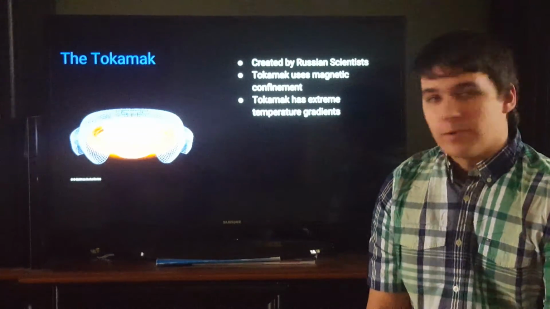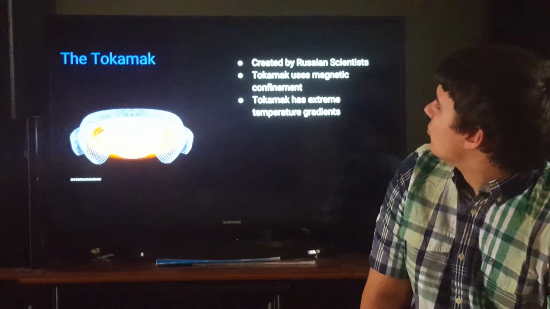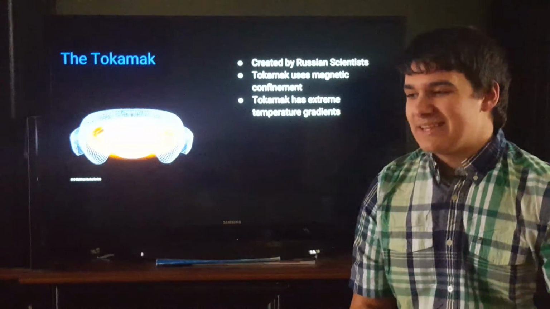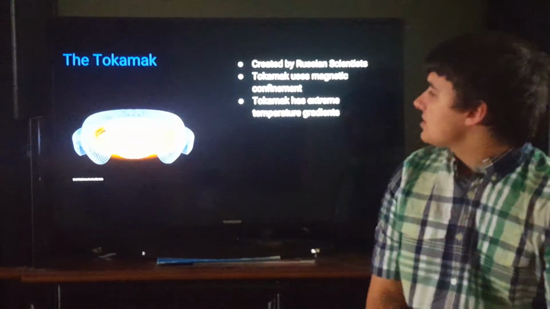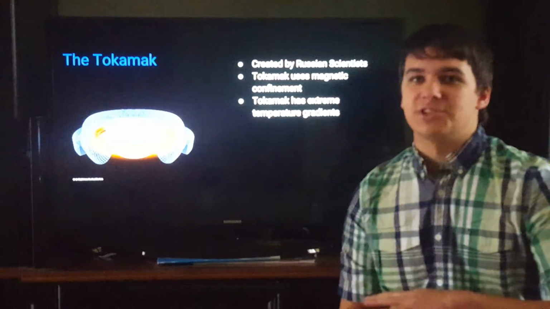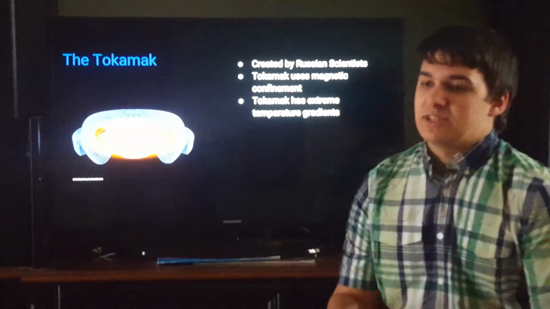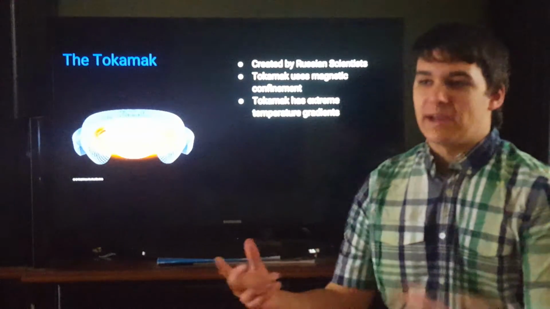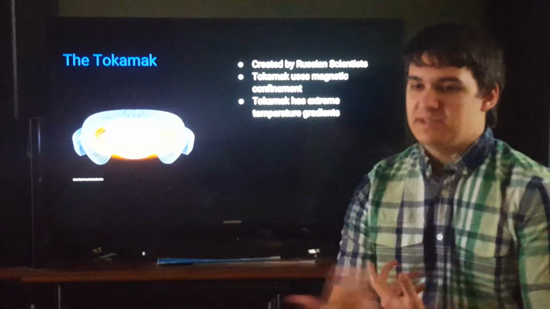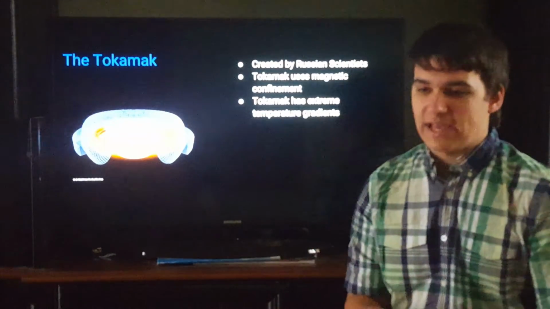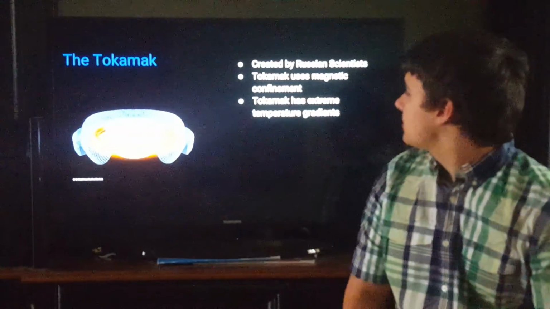The tokamak was created by Russian scientists, and it is unique in how it uses magnetic confinement. Magnetic confinement is also considered one of the best ways to contain a fusion reaction. It is toroidal in shape. Toroidal means that it's like a donut, and there are magnets all around the reactor walls, which create intertwining magnetic fields that basically make bars. This holds the fusion reaction so that nothing can escape. This creates a sustained fusion reaction.